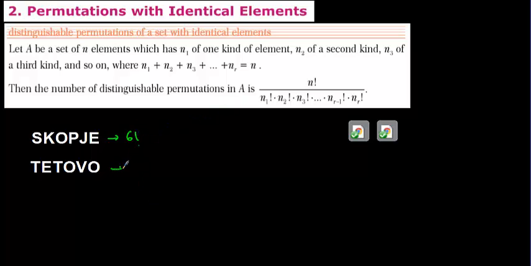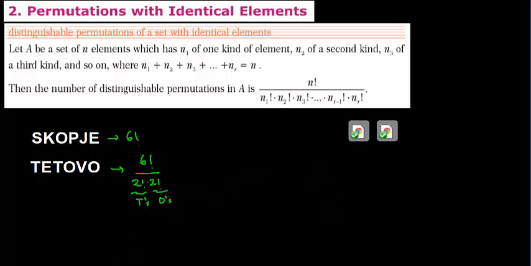But for Tetovo, we cannot say the same thing, because in Tetovo there are T's and O's, and these are identical. So we have another formula for that: 6 factorial over 2 factorial times 2 factorial, where each 2 factorial is there because the arrangement between the T's is not important, and the arrangement between the O's is not important.